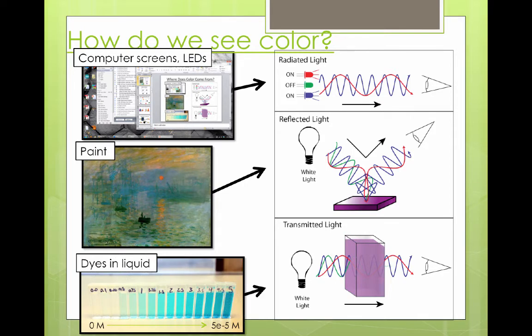In the case of transmitted light, or light that comes through something, like dyes in a liquid, we are seeing the light that is not absorbed by the sample. So, for example, if our sample is purple, we're seeing mainly red and blue wavelengths, and the sample itself is absorbing the green.